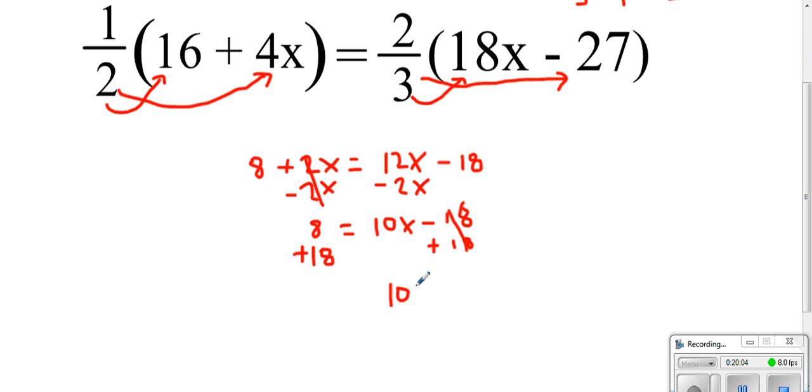I have 10x, and this is 26. You divide by 10. Divide by 10. And x equals 2.6. And that's the answer. So that's it.